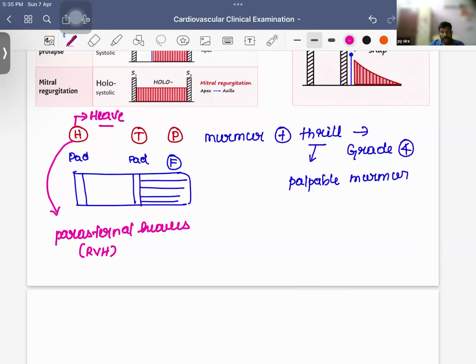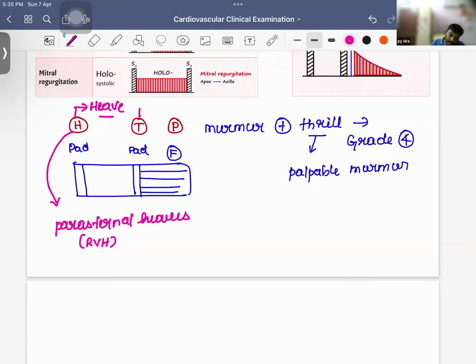As a part of your right ventricular hypertrophy. Okay, then next, the base of the fingers is the one which is going to feel the thrill, or palpable murmurs. And the tip of the fingers is for pulse. Any pulsations you will feel with the tip of the fingers.